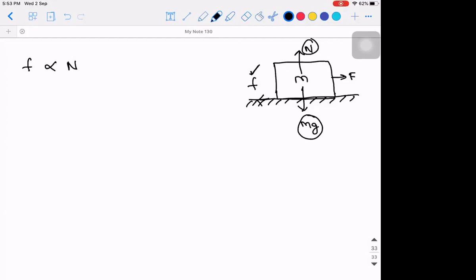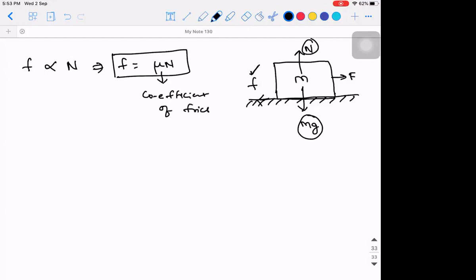Right. So the frictional force is directly proportional to whom? The normal force, which implies F is equal to what? Mu into N, where this mu is called the coefficient of friction. Okay. So F is equal to mu into N.